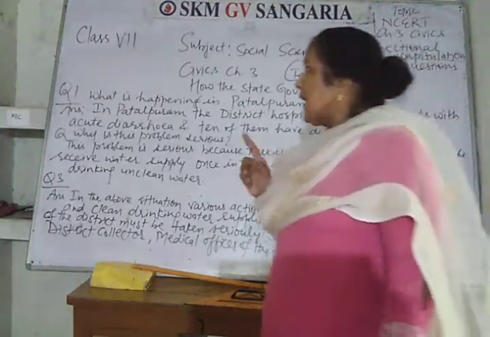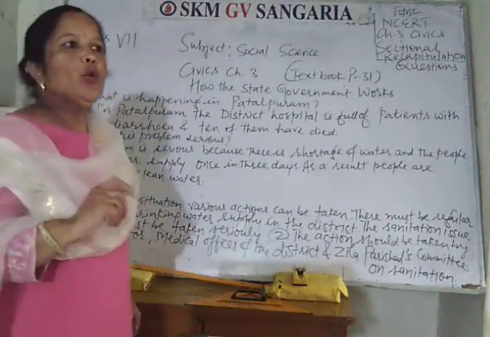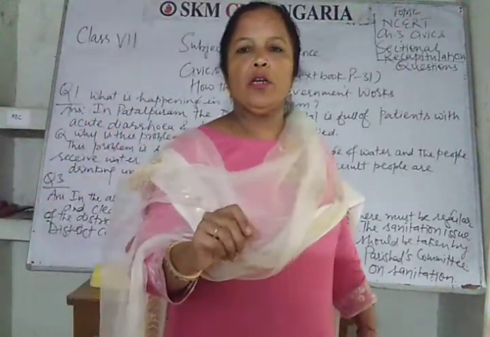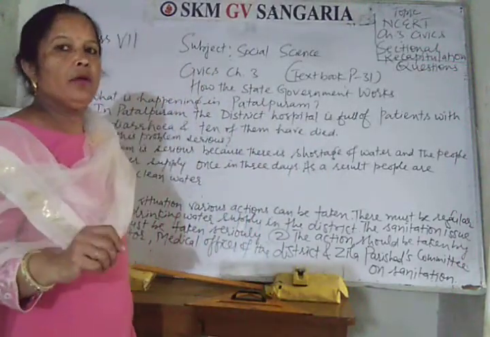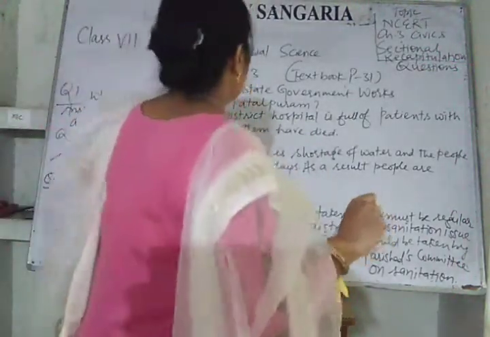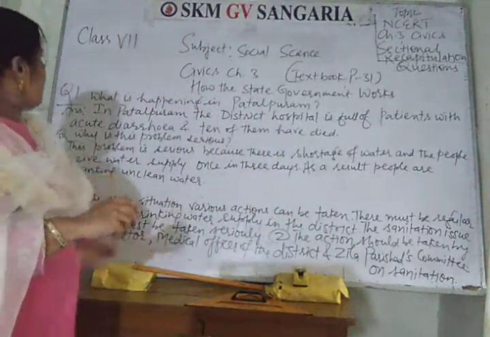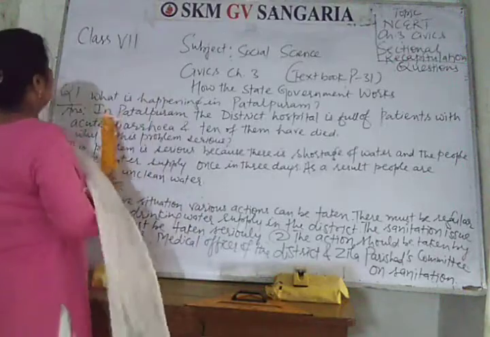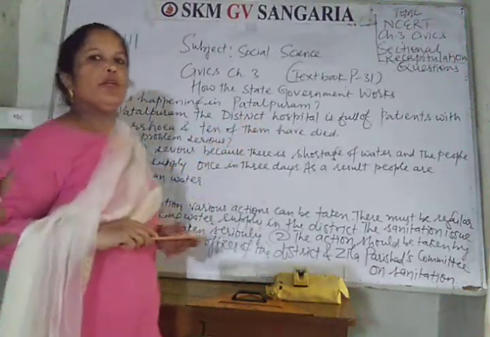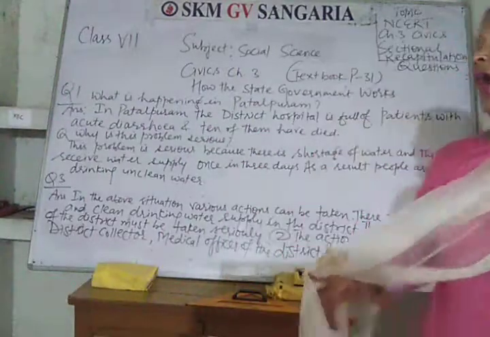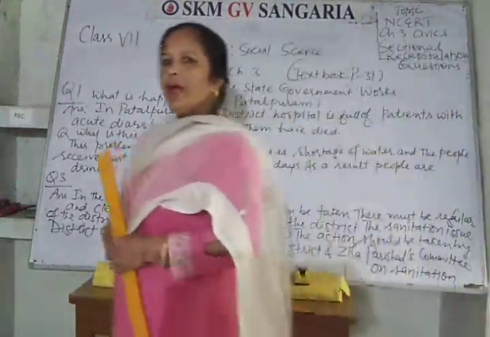Diarrhea is one of the diseases which spread through contaminated, unclean water, due to lack of safe water. So what will you write here? In Patalpuram, the district hospital is full of patients with acute diarrhea and 10 of them have died.